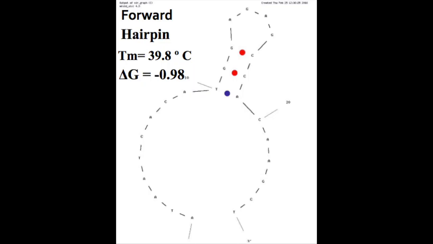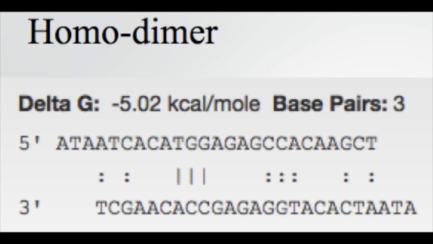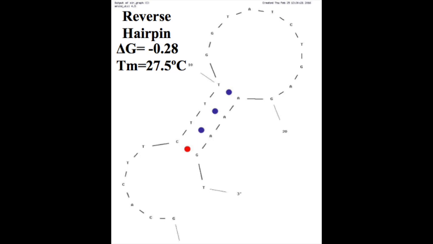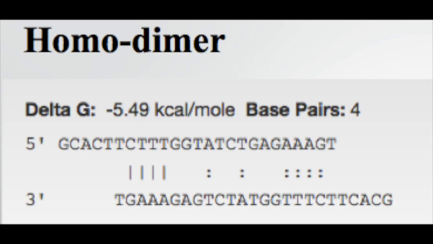In the case of the primer forward, we have a delta G of minus 0.98. This is the energy required for breaking the structure. The homodimer has a delta G of minus 5.02, and the heterodimer has a delta G of minus 5.25. In the case of the primer reverse, it has a delta G of minus 0.28. It is the energy required to break the structure. And the homodimer has a delta G of minus 5.49.